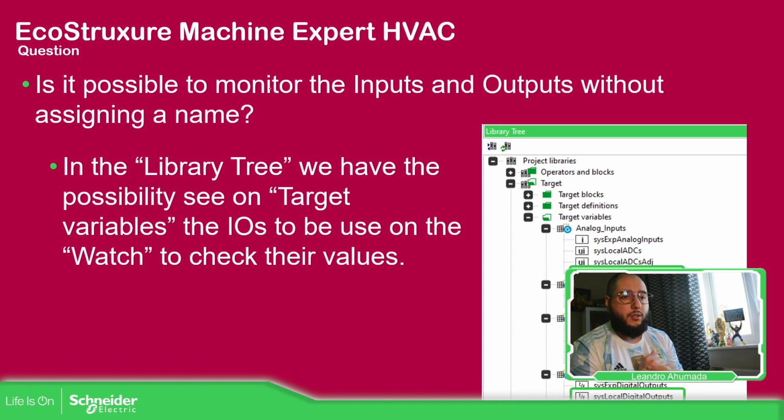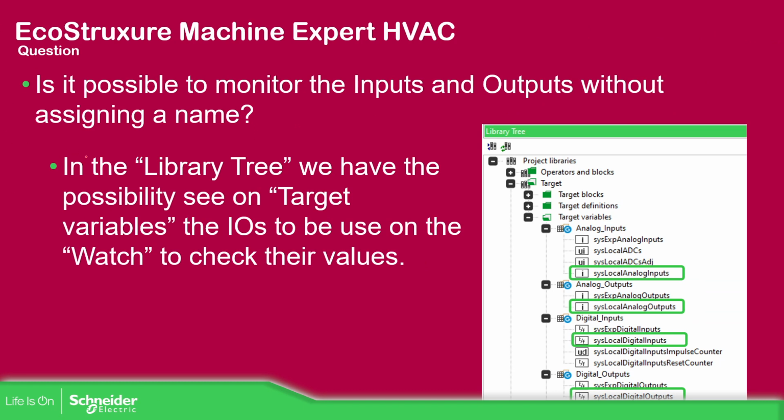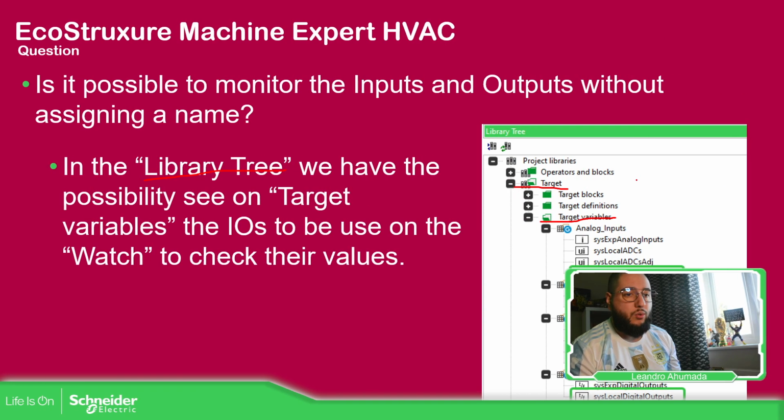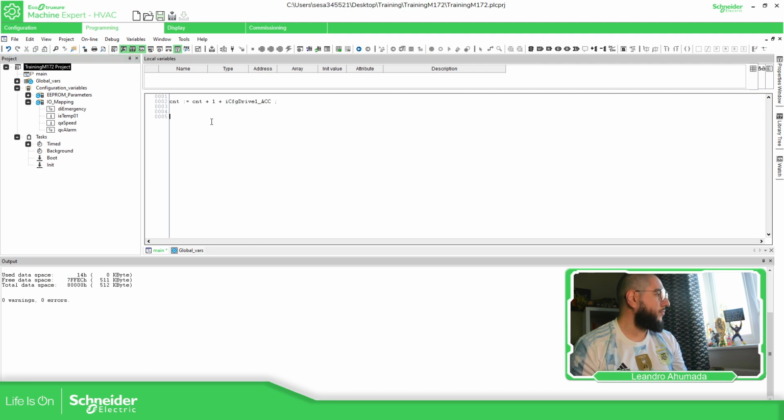This is one good question. Is it possible to monitor the inputs and outputs without assigning names? Yes, it's totally fine. Let me just hide myself a little bit. So in the library tree in the software, we have on the project libraries target variables, and inside we have analog inputs, analog outputs, digital inputs, digital outputs, so we can easily see them when we are connected to the controller.